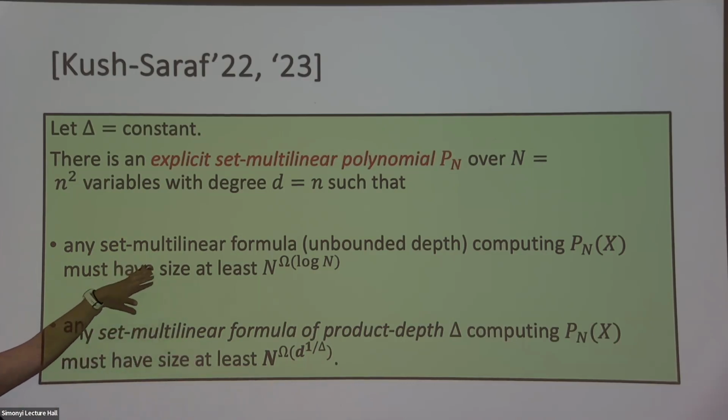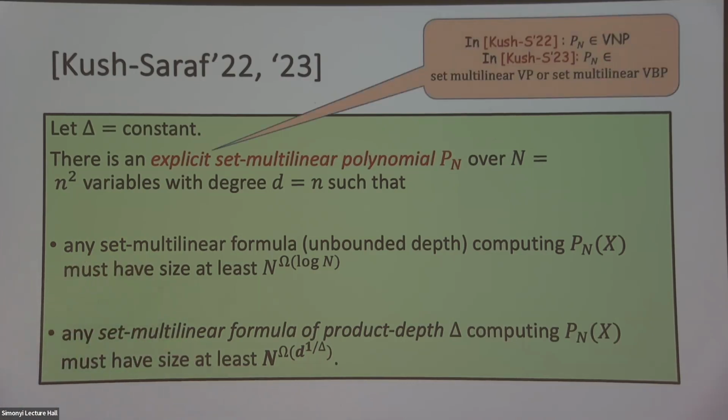That polynomial that we get is in set multilinear VBP. We're able to find a polynomial sitting in set multilinear VBP. I will talk about that. And for that polynomial, we can get the best possible lower bounds you could hope for in the constant depth setting and in the unbounded depth setting also. So let's unpack this. Like, what is set multilinear VBP? Why is that not the IMM?